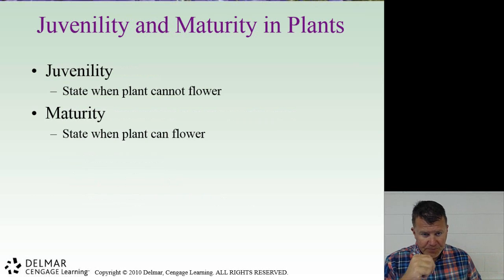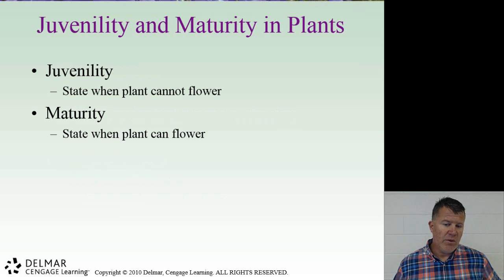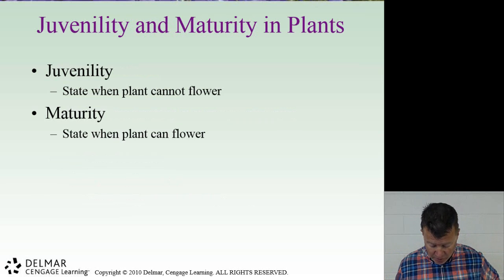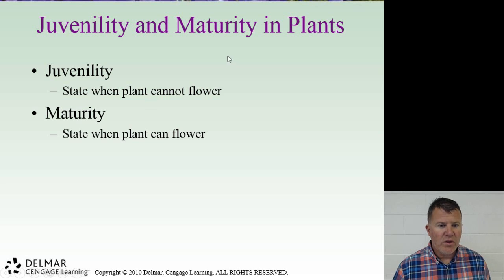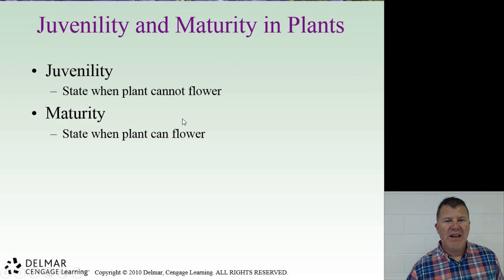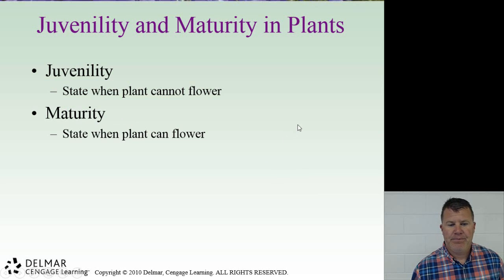Juvenile and mature in your plants. Juvenility is the state when the plant cannot flower, and maturity is the state when the plant can flower. This state right here is when the plant is still growing vegetatively. It's putting out those stems and putting out the green parts of the plant, so it's got structure and form. It's still growing, and when it gets mature is when it can actually flower.